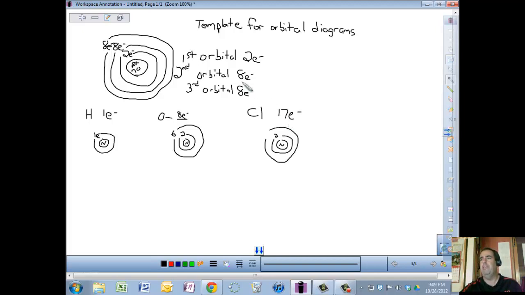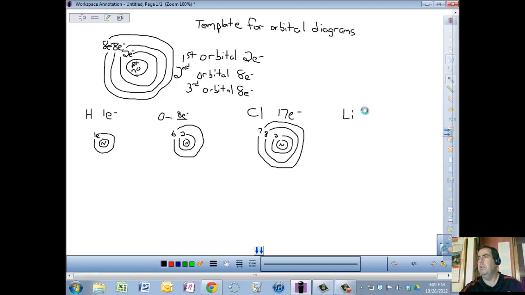But again, I can't place all 15 in that second ring. I can only place 8 of them there. So 2 plus 8, now we've got 10 electrons placed, but I still need to place 17 of them. So I go to my third ring, and when I draw my third ring, it says here we can hold 8 electrons, but I only need to place 7 of them. So 2 plus 8 is 10, plus those 7 give me my 17 electrons.